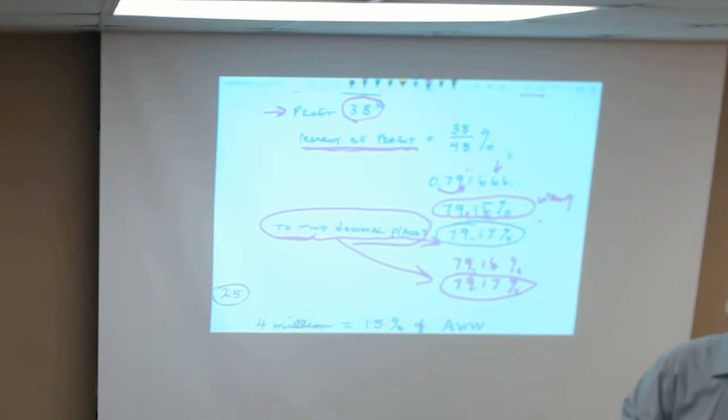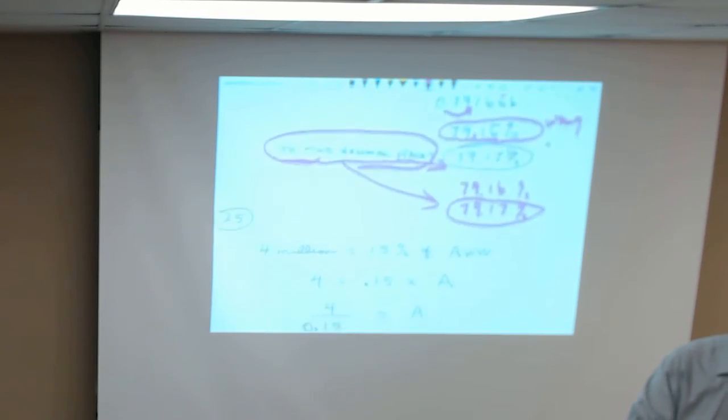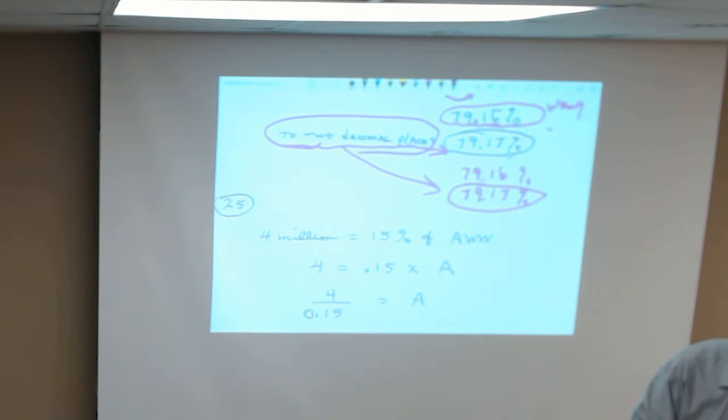Number 25. Man, we have really got a lot of stuff to cover here today. Number 25. About 4 million women make $25,000 to $50,000 a year. And this 4 million represents what? 15% of all the working women. See how they put numbers in there that have nothing to do with the question? So 4 equals 0.15 times A, all the working women.